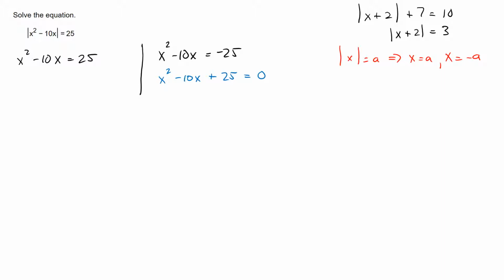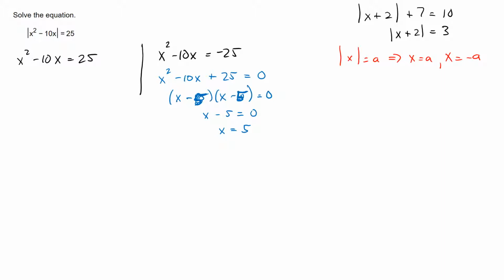This factors. We would need two numbers that multiply to 25 but add to negative 10, and that's negative 5 and negative 5. So this will factor into x minus 5 times x minus 5. So negative 5 and negative 5 multiply to 25, but add to negative 10. And then now we often set each factor equal to 0, but these factors are the same, so we only need to set one of them equal to 0. And after adding 5 to both sides, I get 5.